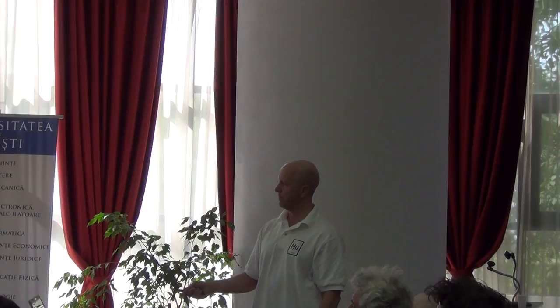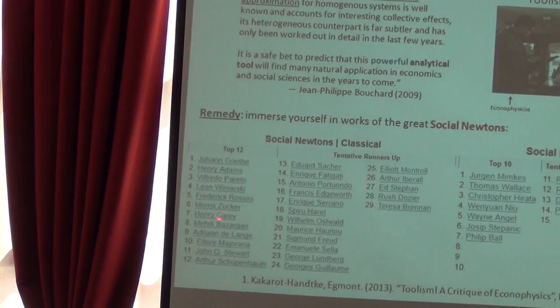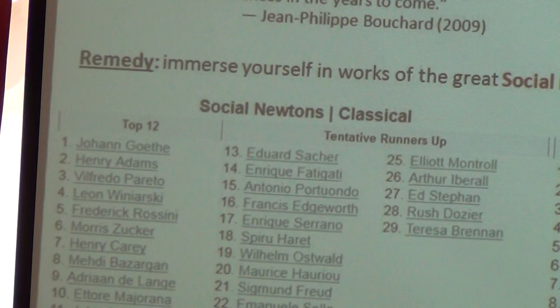But what you want to do to get away from toolism here is the online encyclopedia where I wrote 3,000 articles. These are the big social Newtons. They're all ranked in order of greatness. So Goethe is the one who founded social mechanism. Someone who's actually been called a social Newton is Henry Carey. He wrote Social Mechanics, a three-volume sociology book, in 1858. And all these are ranked. And then Henry Adams here, he's the second most powerful.